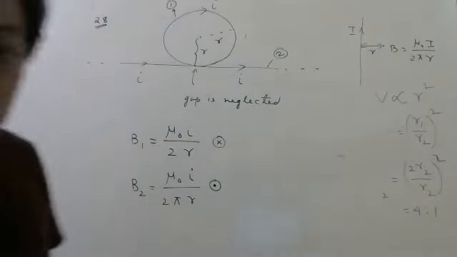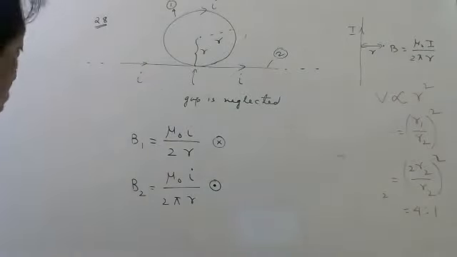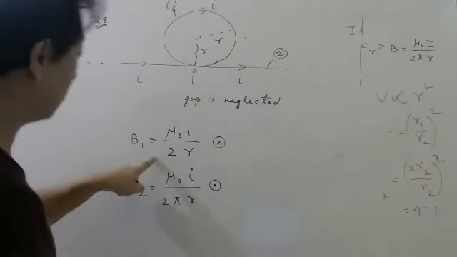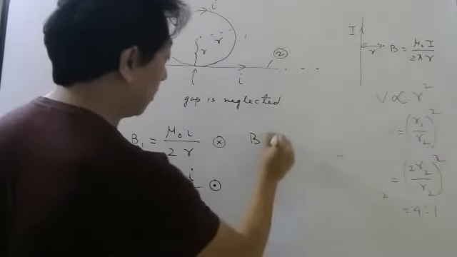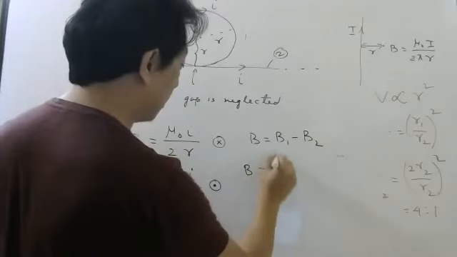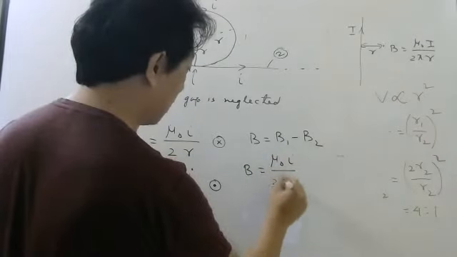So clearly they are in opposite direction. We have to subtract. Which will be more? This will be more because this is divided by pi. No. So this will be more. So total magnetic field will be B1 minus B2. Common you take outside, mu naught I by 2R.